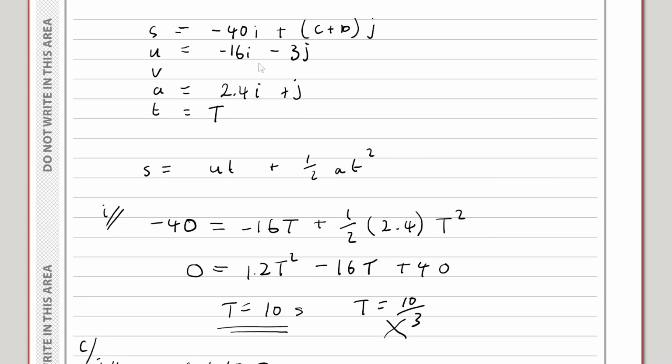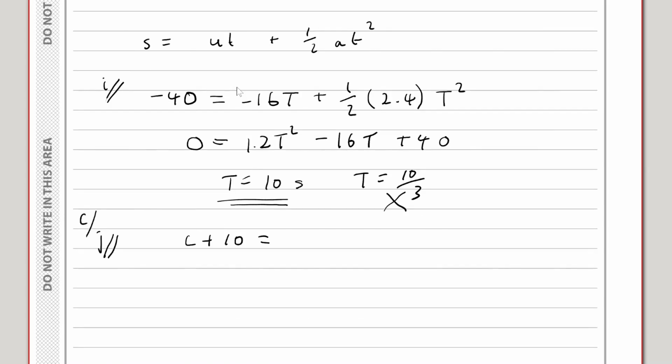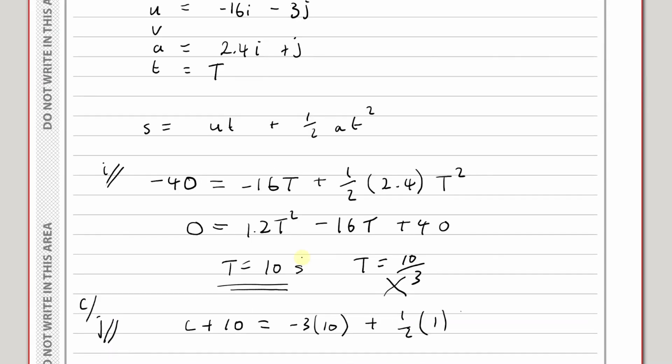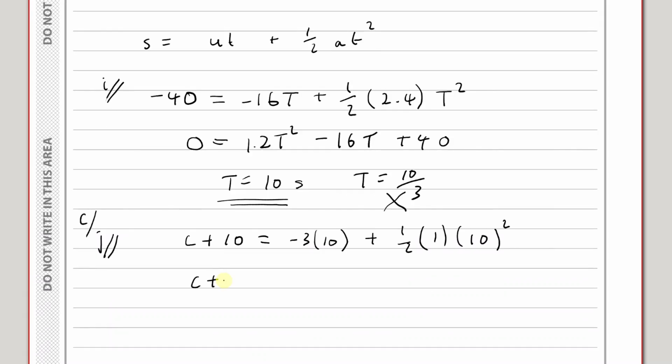equals negative 3 times 10. S equals ut plus half a for the j's is 1 times 10 squared. So c plus 10 equals negative 30 plus half of 150. So c plus 10 is 20. C is 10.